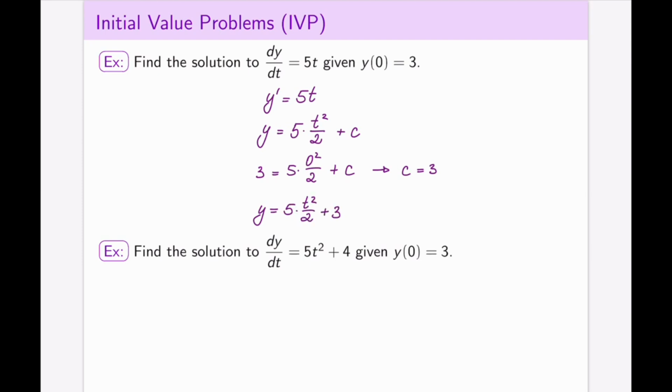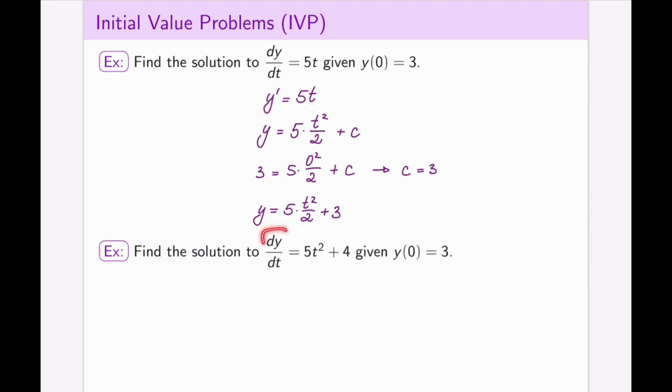So notice the difference between this approach and the one on the previous page. Here, we were able to actually take the antiderivative because the right-hand side is given completely in terms of the independent variable t. On the previous page, we needed to develop new methods because we cannot take antiderivatives when the function on the right-hand side is the one that we're taking the derivative of itself.